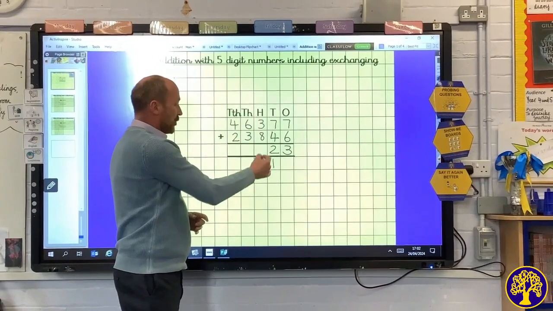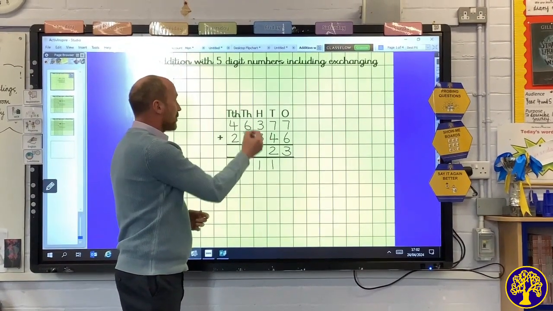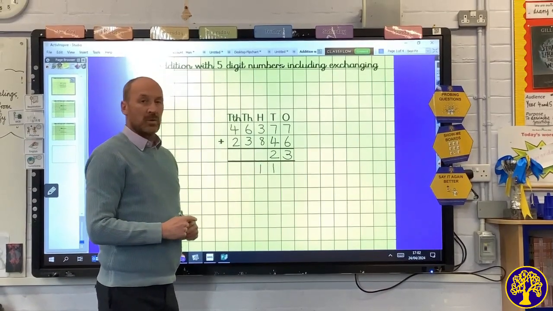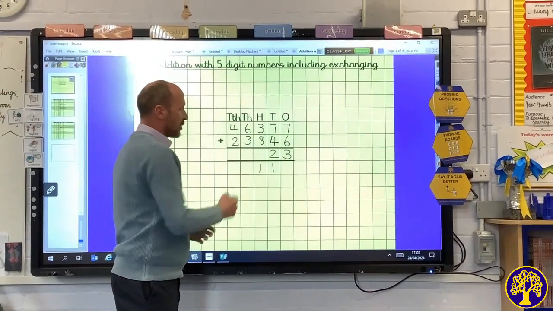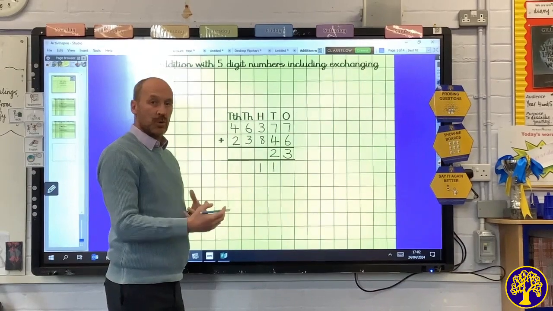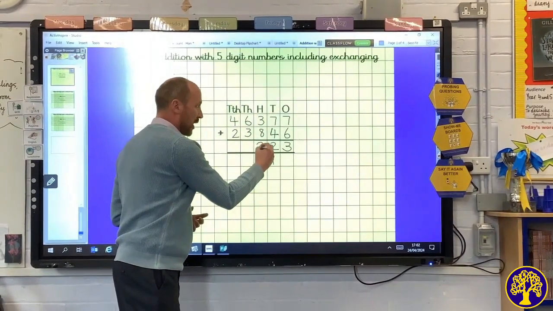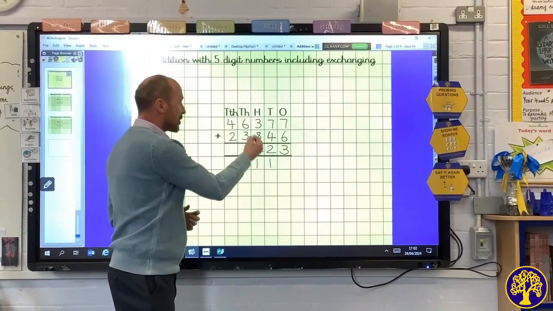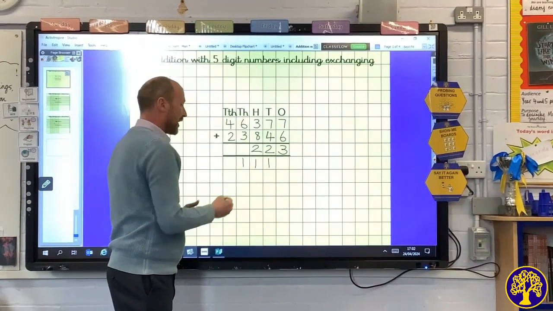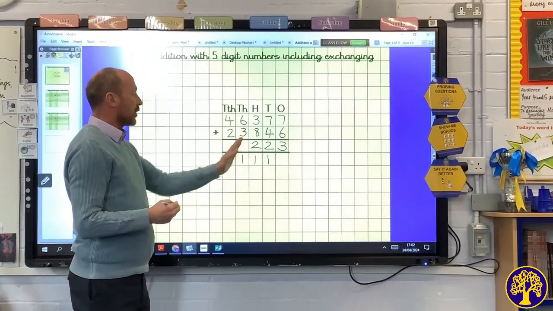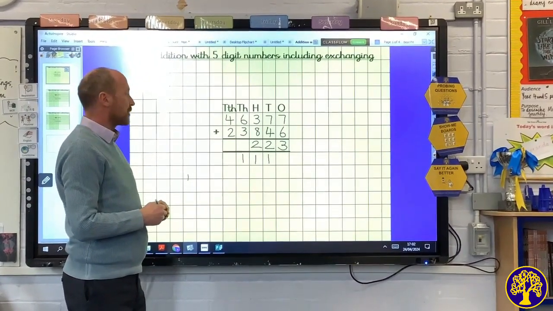Then I add my hundreds, so I've got 300, add 800 is 1,100. And an extra 100, which means 1,200. So I can place my 200 in my hundreds box and exchange my 1,000 across, and again put it under the equals box so we don't forget to add it on later.